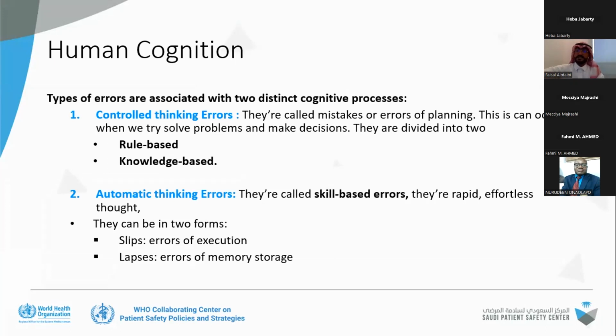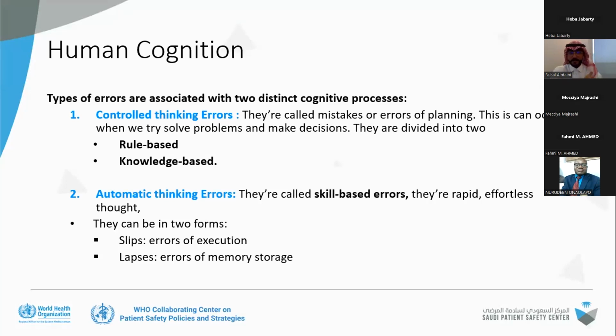This is an automatic thinking error, an example of a slip. But if you forget to do the right thing, that is a lapse, an error of memory storage. Both are examples of automatic thinking error. So you don't use your thinking or the problem-solving skills that you have in order to do this kind of action. Unintentionally, you make this error, and it results in a patient safety event.